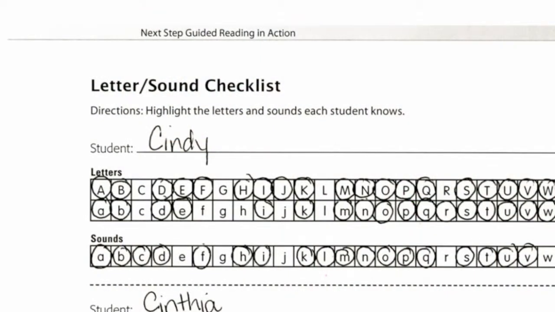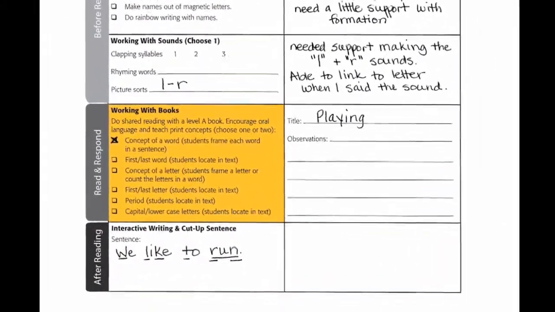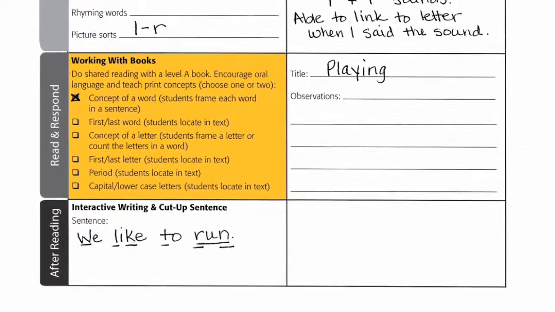Highlight or circle the letter on the letter sound checklist if a student is able to connect the sound and the letter without your support. The purpose of working with books at the pre-A level is to build oral language, teach early concepts of print, and improve book handling skills.